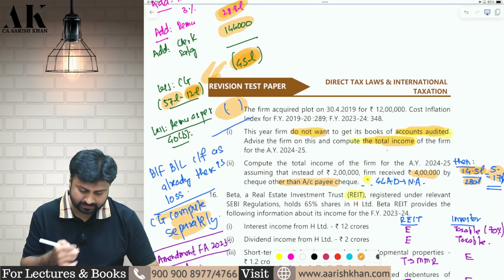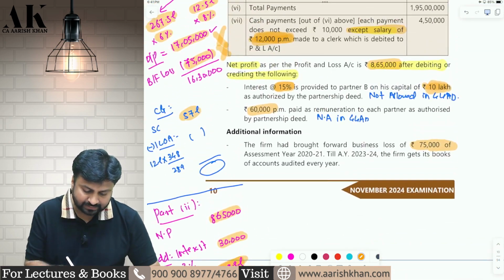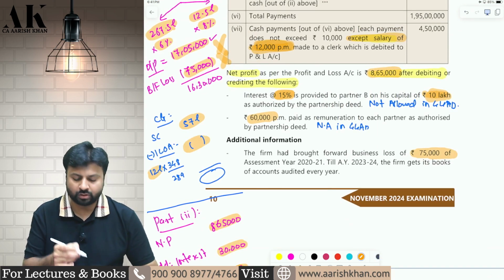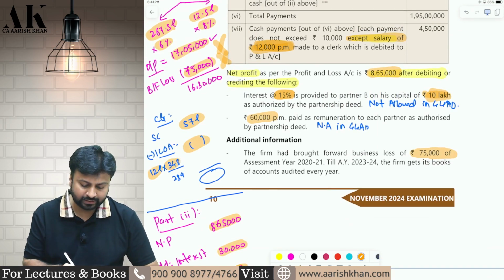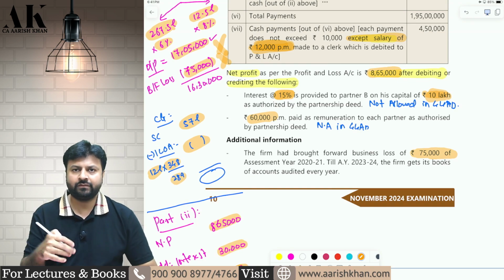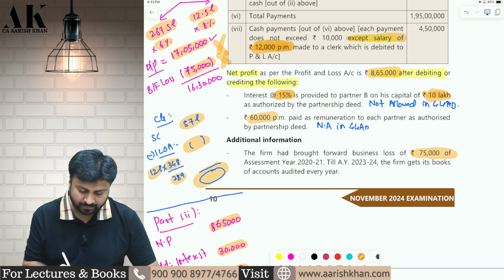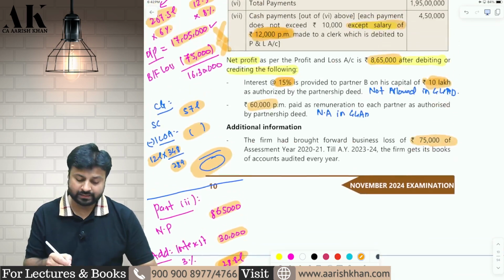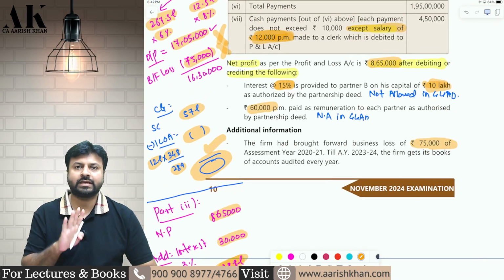Then I will compute capital gain separately by taking indexation also. 57 lakh is the sale consideration of the plot of land, and then the indexed cost of acquisition is 12 lakh, the cost, multiplied by 348, the current year index, divided by the index of the year of purchase of that land. Therefore, again there will be some capital gains over here. Now, can I set off the loss of PGBP against capital gains? Definitely. PGBP loss can be set off against capital gains, don't worry.